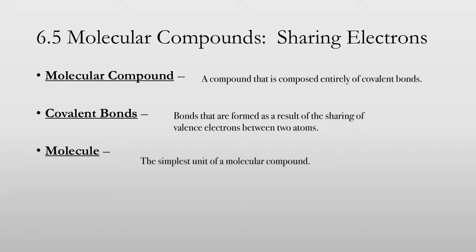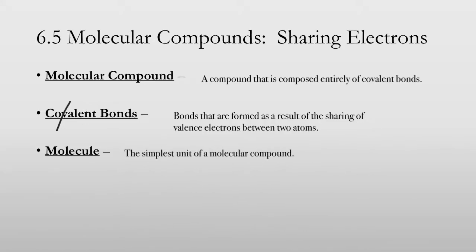A molecular compound is a compound that is composed entirely of covalent bonds. And covalent bonds are bonds that are formed as a result of the sharing of valence electrons, hence why we call it covalent. So it's the sharing of valence electrons between two atoms. A molecule is the simplest unit of a molecular compound.